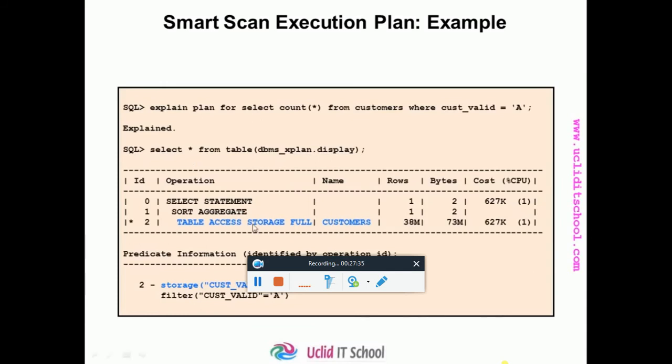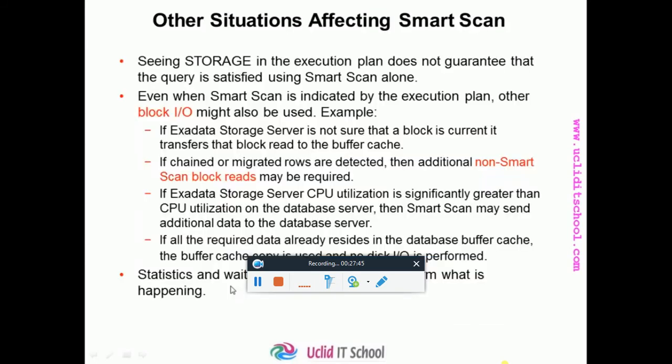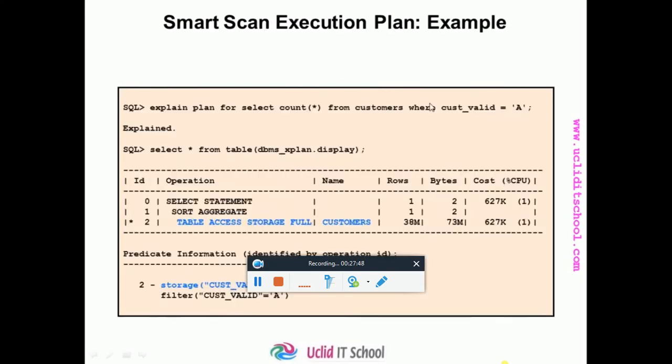The storage clause is shown, and the predicates that are offloaded to the storage server are also shown in the execution plan. So in this, what is the where condition? Explain plan for select count star from customers where cust_valid equal to 'A'. This predicate, this where clause, will be offloaded to the storage server. So that is being shown in your execution plan.